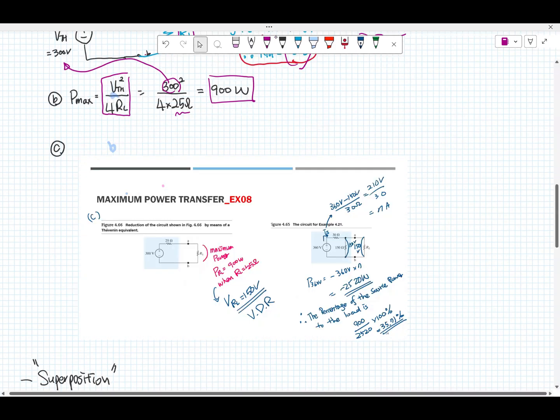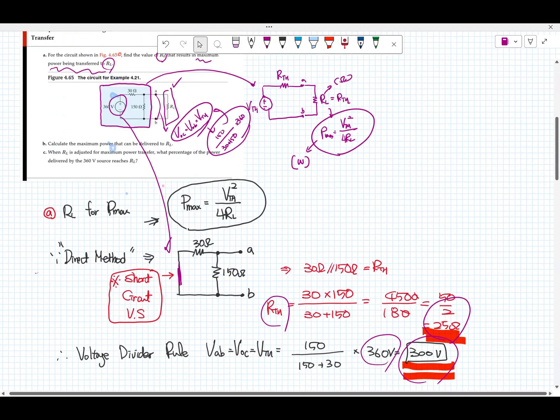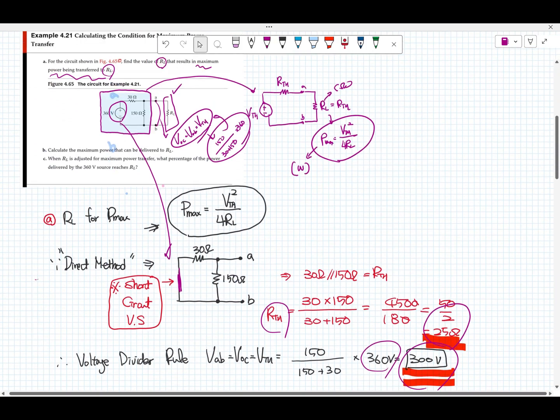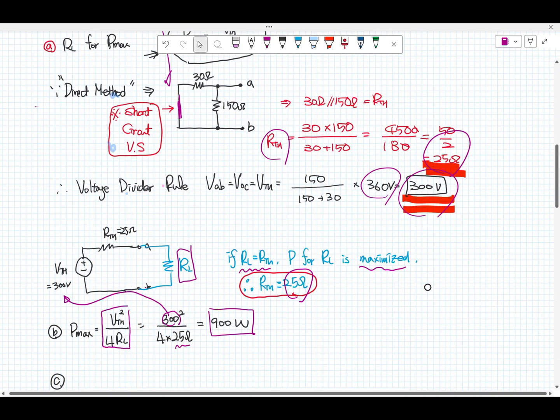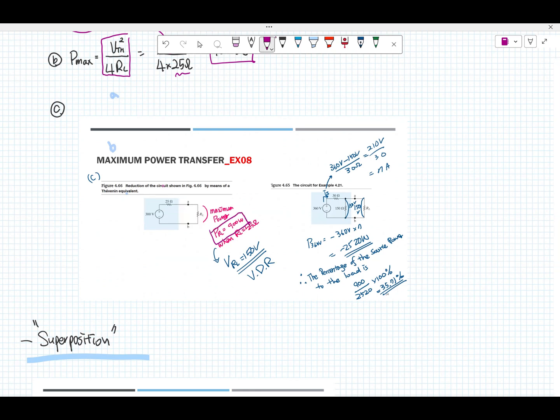All right, the last question is, when R sub L is adjusted for maximum power transfer, what percentage of the power delivered by the 360 volt source reaches R sub L? So first, we have to find the maximum power, but we already know the maximum power in the Thevenin equivalent circuit for R sub L: 900 watts, okay? And also we have to find the power for the supply voltage. With the passive sign convention, supply means minus VI.